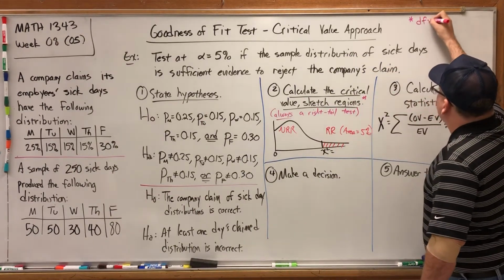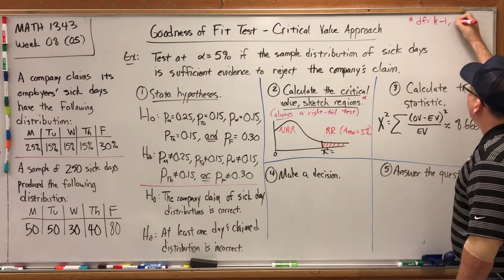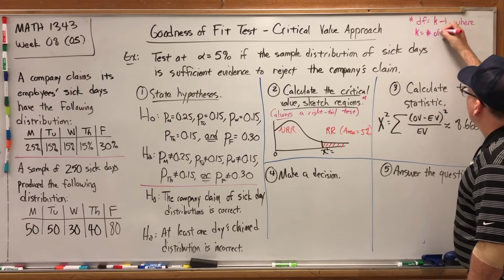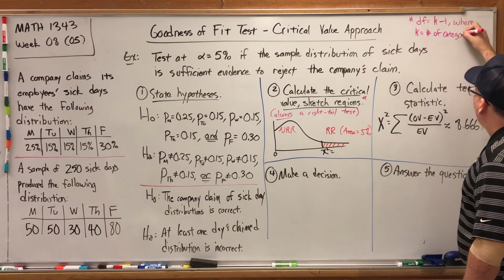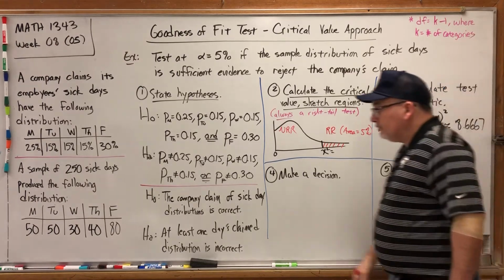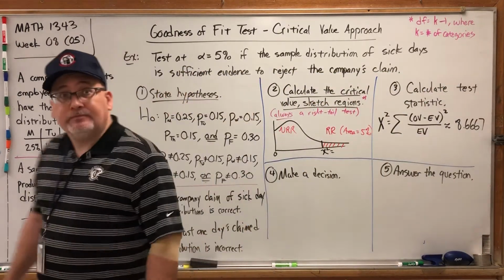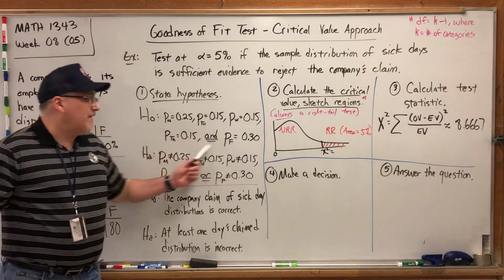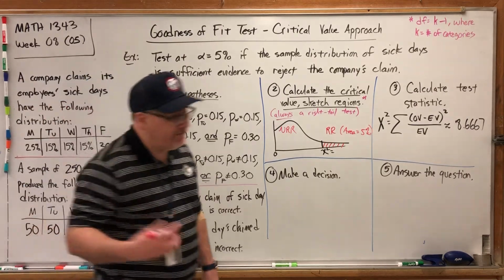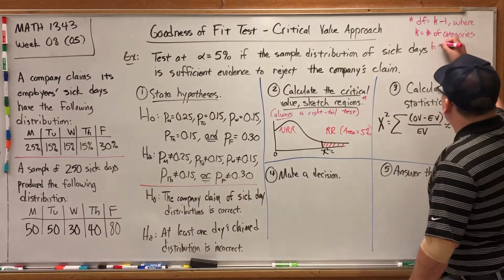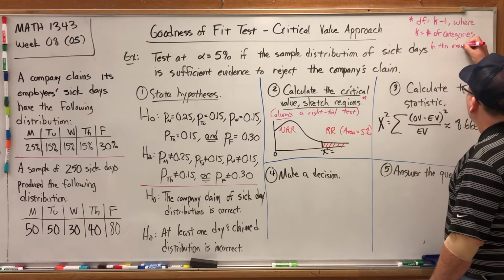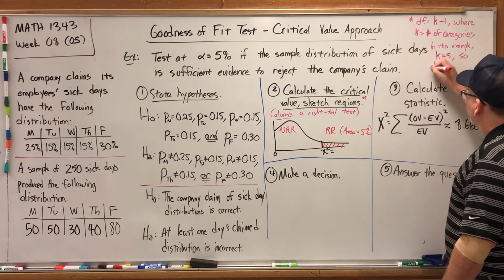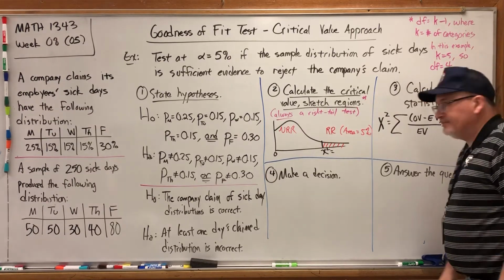The formula for degrees of freedom is k minus 1, where k equals the number of categories, or the number of proportions we're testing, because each category has a proportion. Because we're testing 5 proportions, k is equal to 5. So in this example, k equals 5, so our degrees of freedom will be 5 minus 1, which is 4.